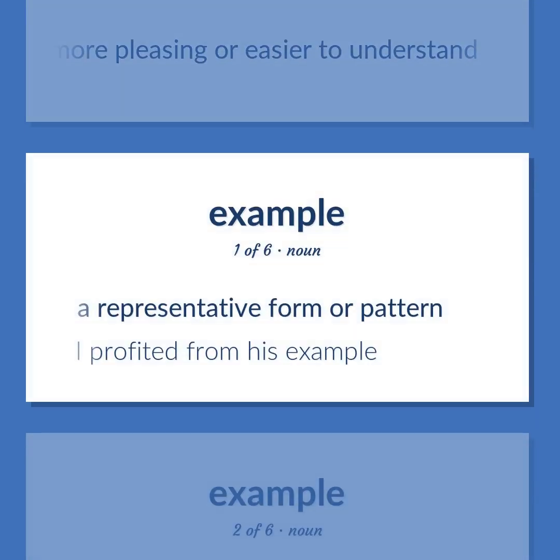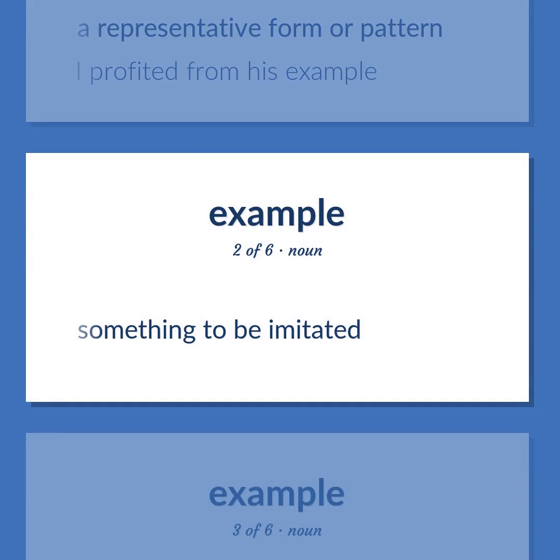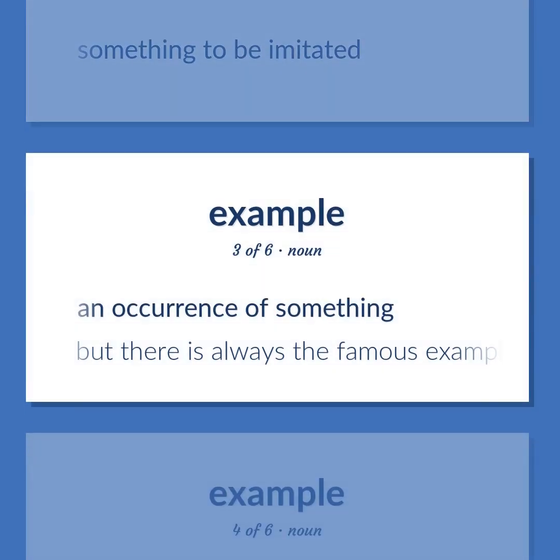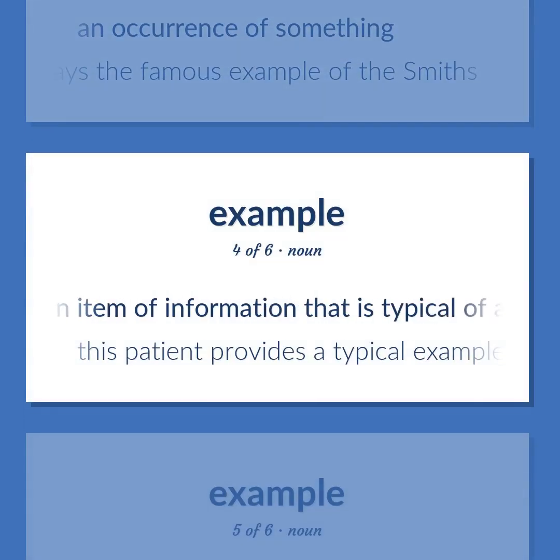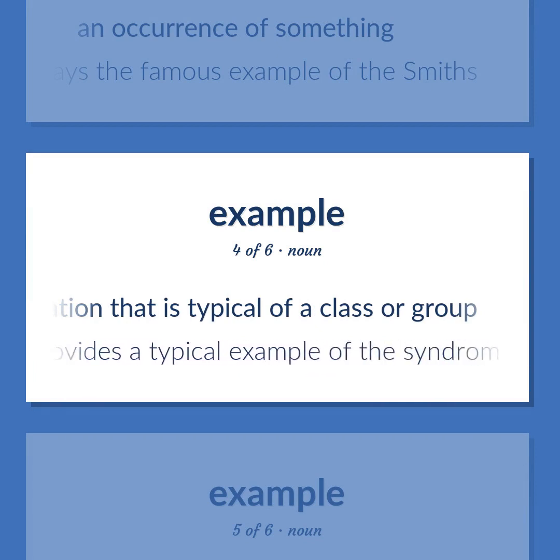A representative form or pattern. I profited from his example. Something to be imitated. An occurrence of something. But there is always the famous example of the Smiths. An item of information that is typical of a class or group. This patient provides a typical example of the syndrome.